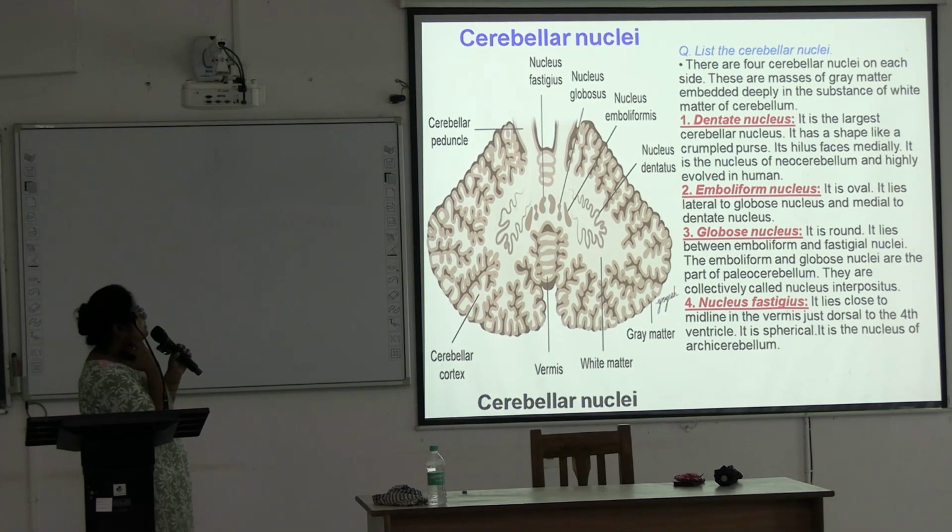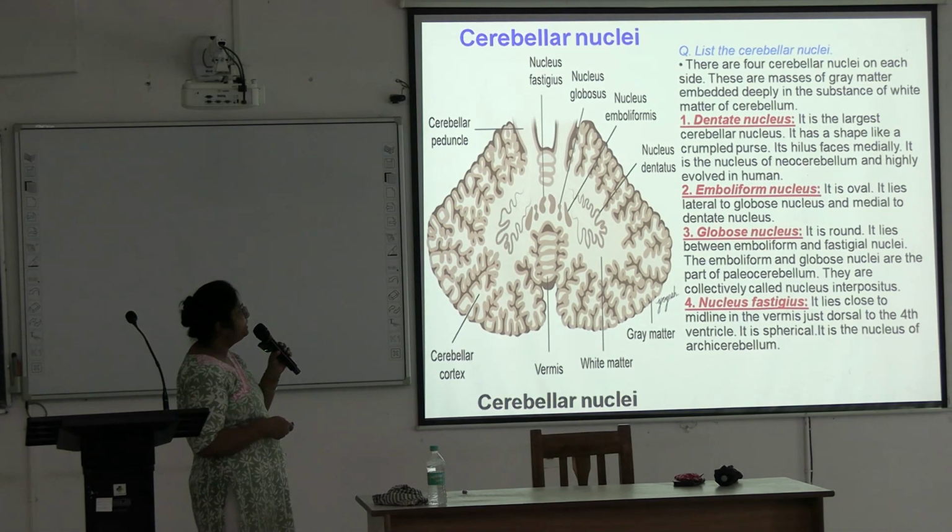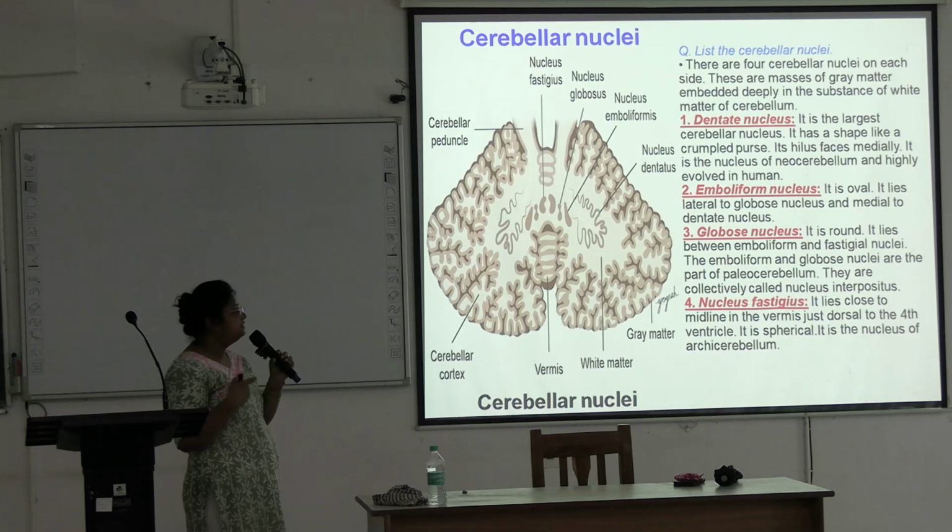Next, we are going to cerebellar nuclei. These nuclei names are very important. Okay, 4 nuclei are there. From lateral to medial is the dentate nucleus, emboliform nucleus, globose and fastigial. Okay, DEGF from lateral to medial.